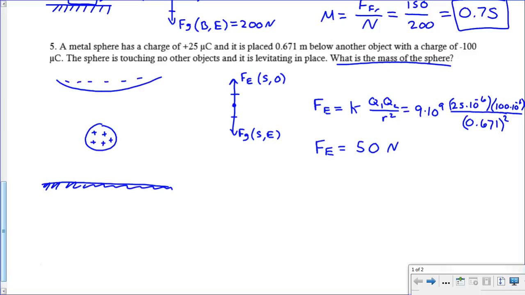And then we want to get the gravitational force. If the electrical force is 50 newtons, the gravitational force is going to be 50 newtons as well. And then we can get the mass, because mass times 10 equals the gravitational force, or mass is going to equal the gravitational force divided by 10, which equals 5 newtons. Oh, 5 kilograms, sorry. And that is that.